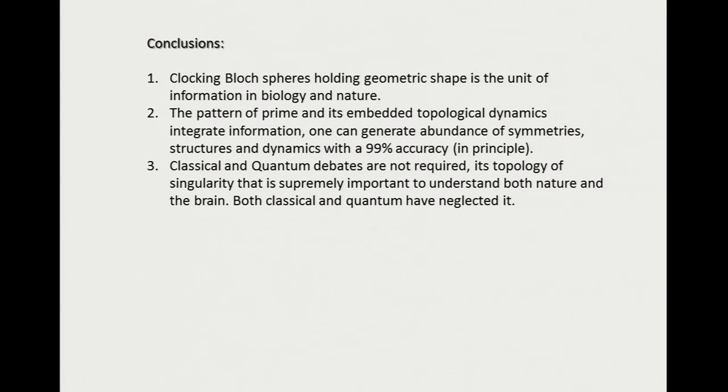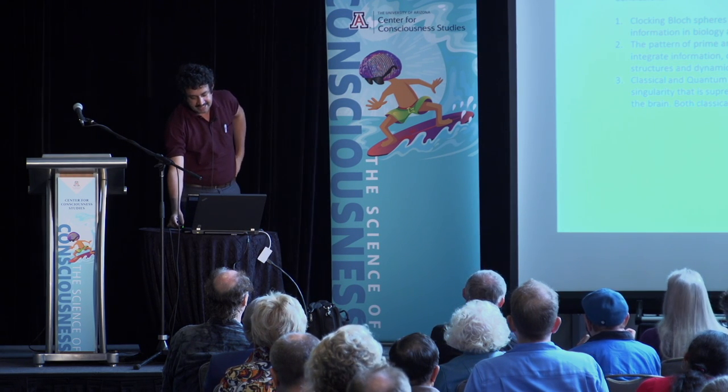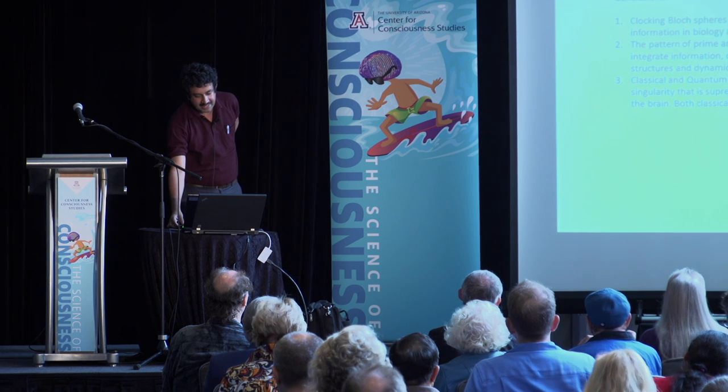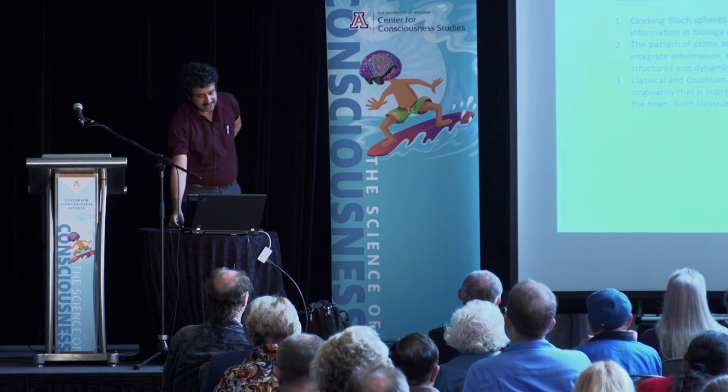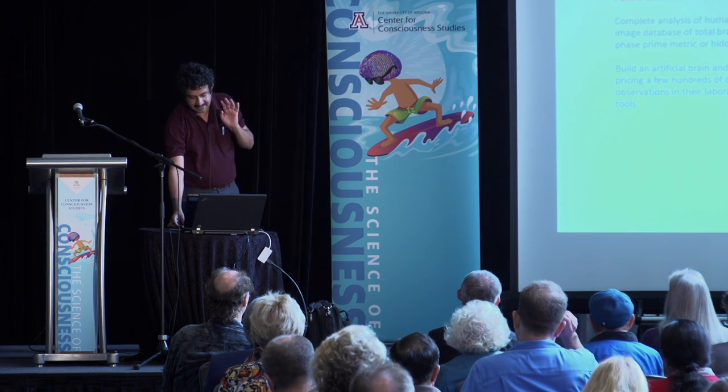So the conclusions are: clocking Bloch spheres holding geometric shape is the unit of information in biology and nature. The patterns are prime, and its embedded topological dynamics integrate information. So today I showed you only one way of plotting the phase prime metric in uncertainties, but there are 12 different ways, and each of them have beautiful architecture and dynamics, spiral dynamics. Classical and quantum debates are not required. It's topology of singularity that is supremely important to understand both nature and the brain. Both classical and quantum studies thus far have neglected this particular part.